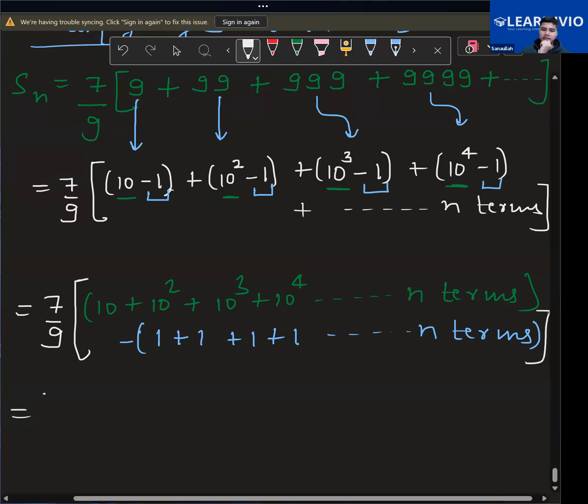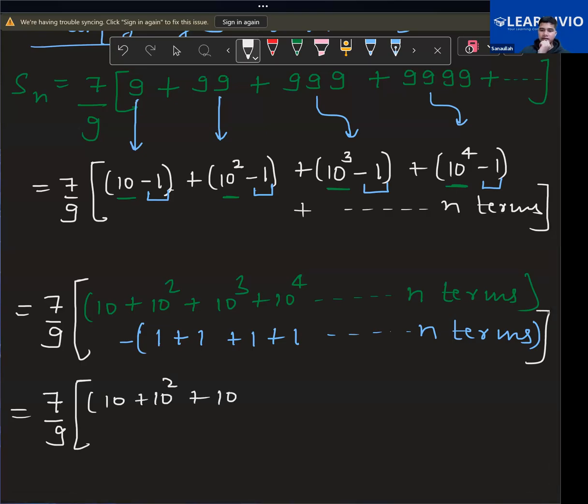Our next step is to solve this geometric progression, that is 10 plus 10 square plus 10 cube and so on to n terms. This is our GP. And tell me, what should I write here? I have 1 plus 1 plus 1 and we have to add 1 till the n terms. So what should I write?